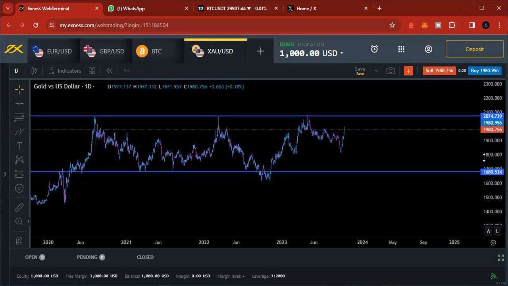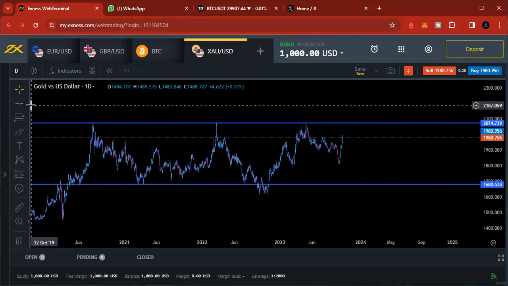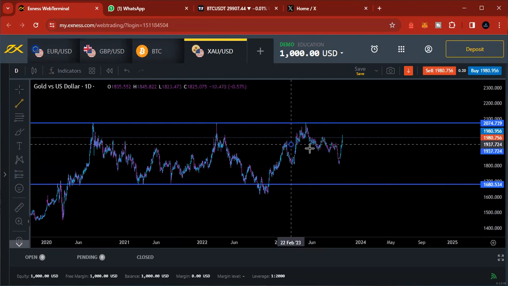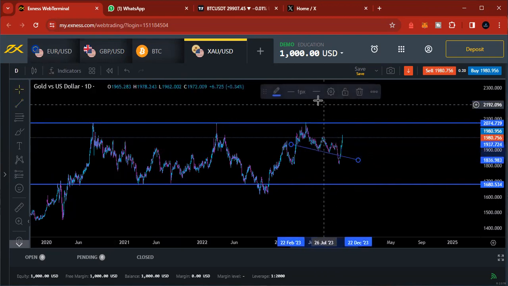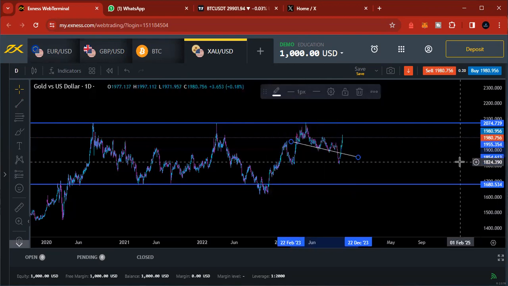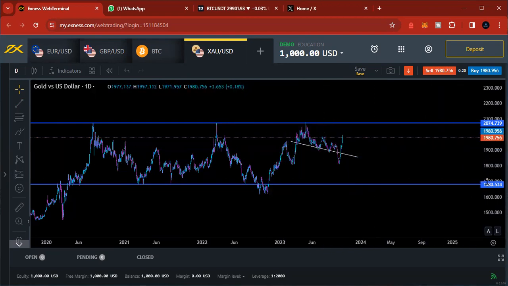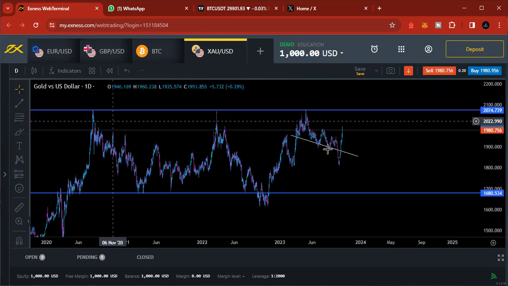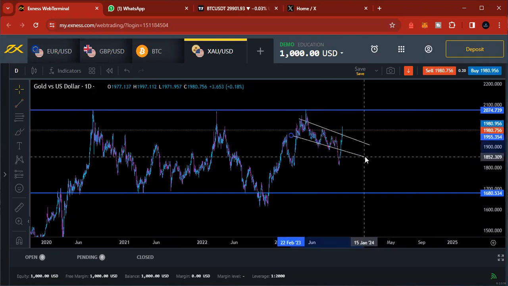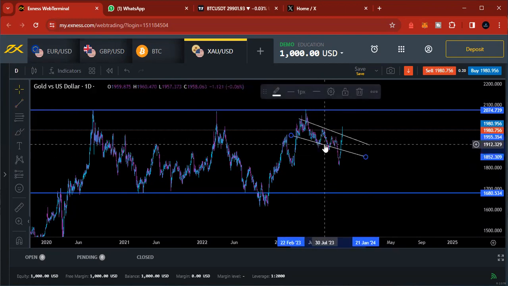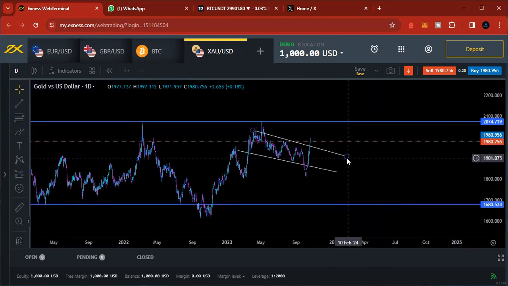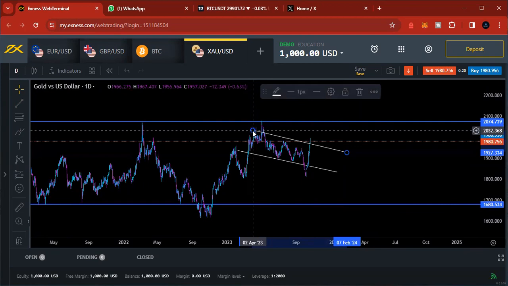Okay, so let me just quickly point out a channel that is quite obvious to me. I can see a channel here. Yeah, this is a channel. Please let me change the color so that it doesn't confuse us. Let me change it to white. We have this support, and then there is a resistance somewhere here. So we have a support and the resistance level here. Okay, so let me make this more distinct and obvious.